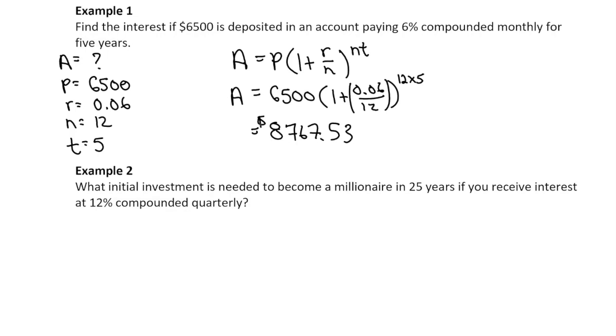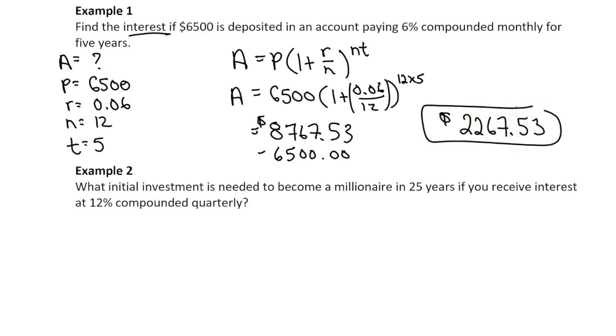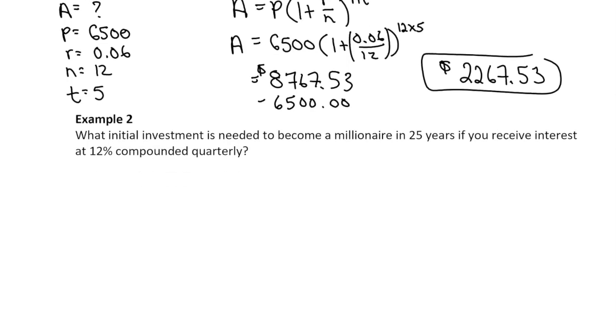And understand that the question is saying find the interest. So that's our total accumulated amount. So let's actually subtract 6,500 from that. And if we do that, we'll be left with $2,267.53, and that would be the actual accumulated interest because you began with that 6,500 principal already. Okay, so let's look at another example.